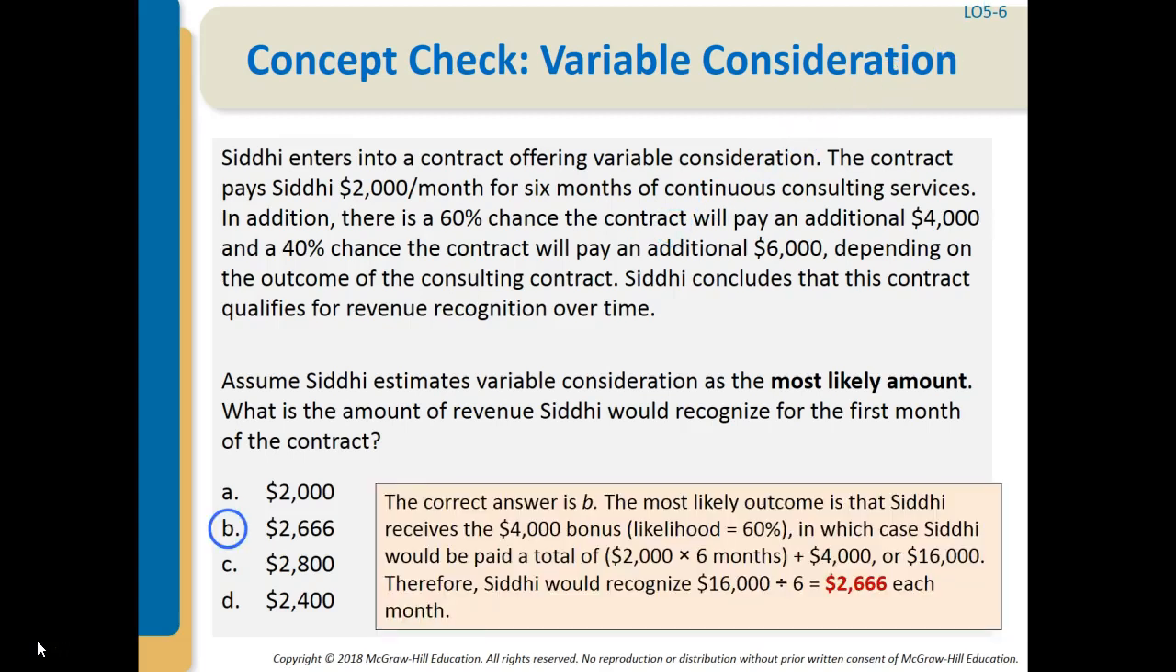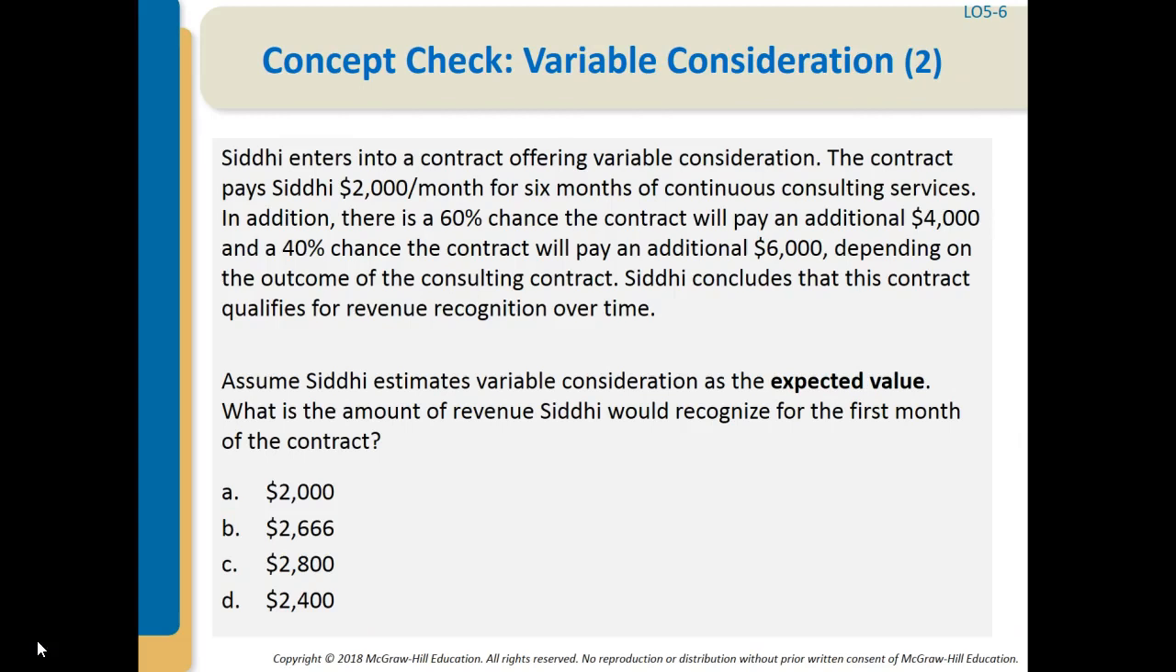B, because the most likely outcome is that Citi receives the $4,000 bonus, which is the 60% likelihood, in which case Citi would be paid a total of $2,000 times 6 months plus $4,000, or $16,000. Therefore, Citi would recognize the $16,000 divided by 6 months, or $2,666.66 each month.